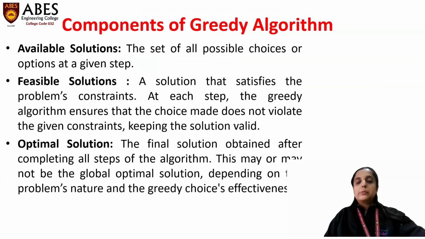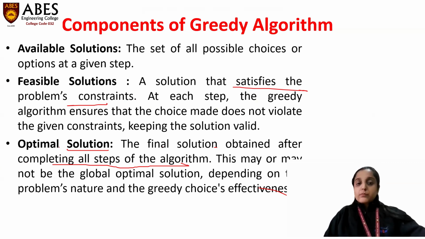Now you can see here feasible solution, a solution that satisfies, one second. Yeah, a solution that satisfies problem constraints. Now, constraint to our problem is you have to cover that journey in next 2 hours only, right? What is optimal solution? The final solution obtained by completing all the steps of algorithm. This may or may not be the global optimal solution.